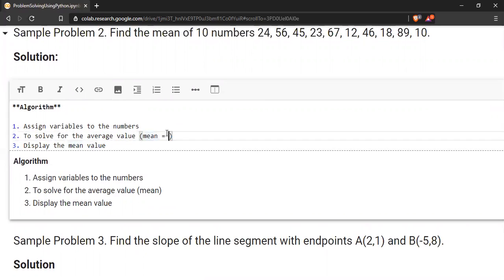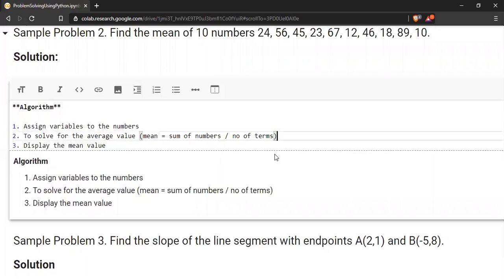So in your textbook, the mean of the numbers can be calculated using the sum of numbers divided by the total numbers, divided by the number of terms. Okay, the sum of numbers divided by the number of terms. So that's how you calculate the mean value.